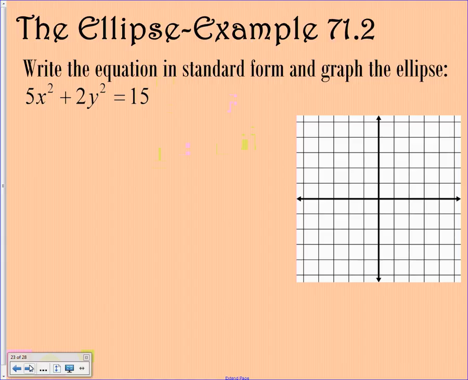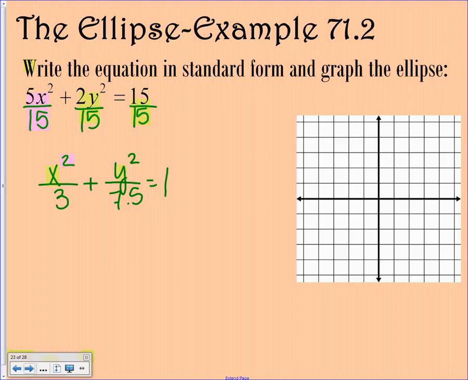Now we want to write the equation in standard form and then graph it. So the way that you get it in the standard form, it has to equal a 1. So this 15 needs to become a 1. So we're going to divide each term by 15. So then we're going to have x squared over 3 plus y squared over 7.5 equals 1. Once you have that, it's in standard form, and we can now graph it.